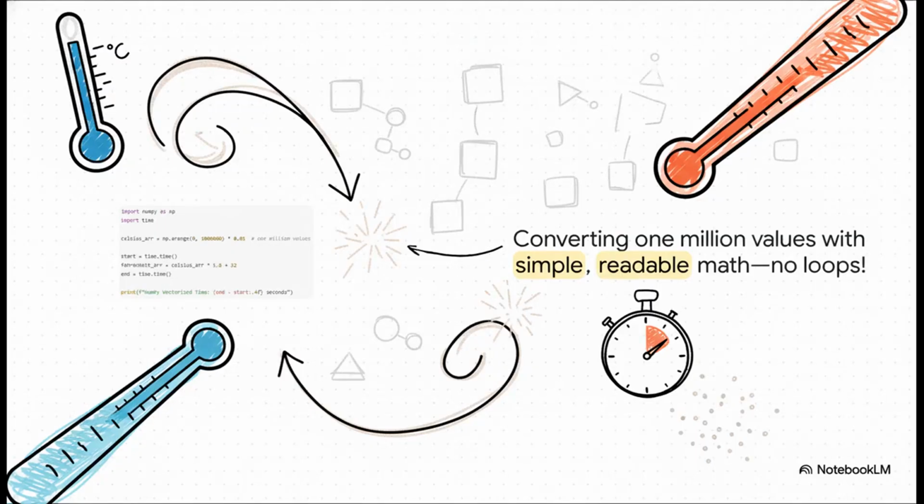And just look at how clean this is. We want to convert 1 million temperatures from Celsius to Fahrenheit. In normal Python, you'd write a slow loop.